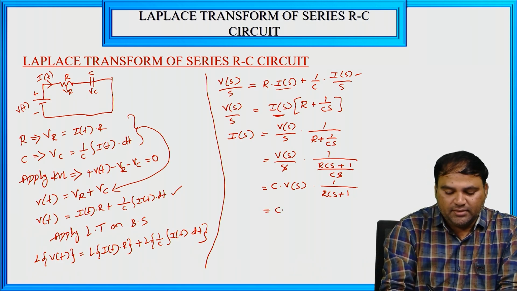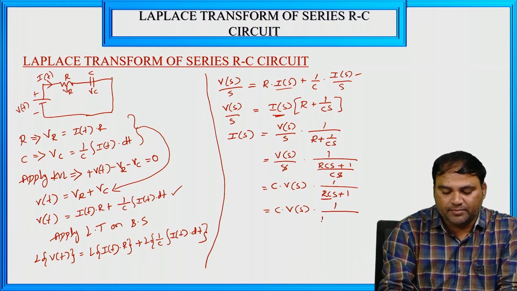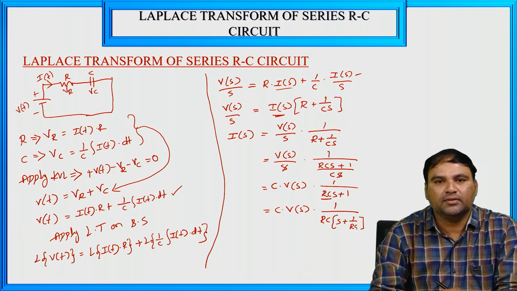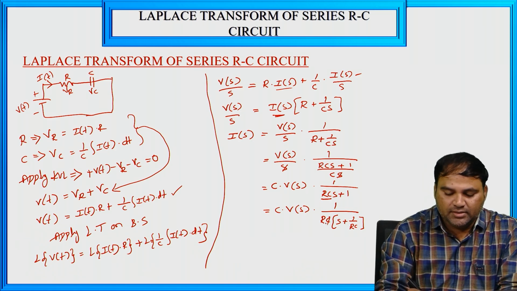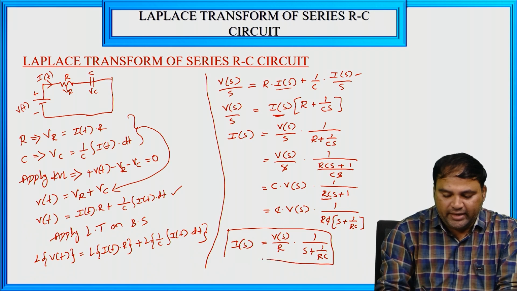For that, C into V of S into 1 divided by, in this expression I take RC as a common term. So RC into S plus 1 by RC, right? Here C gets cancelled. So V of S divided by R into 1 divided by S plus 1 by RC. This expression is the current expression in the S domain.